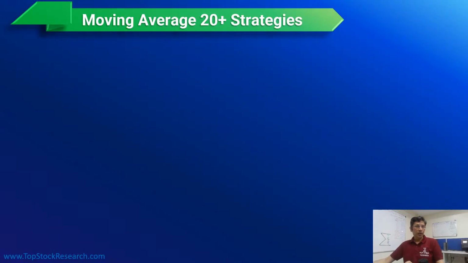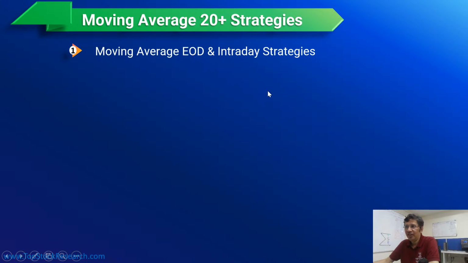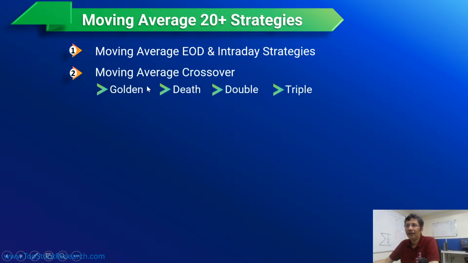Okay, so what else we have is, we'll cover some strategies, how to use all these for day trading. All right, so moving average strategies, right? First is moving average EOD and intraday strategies. We'll cover certain crossovers. One of you has mentioned crossovers: golden, death, and a few other crossovers.